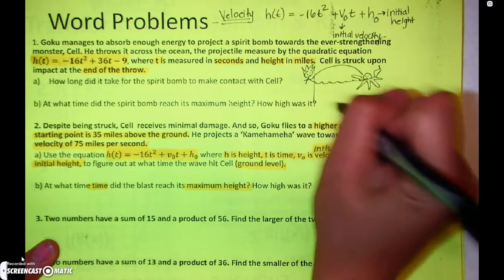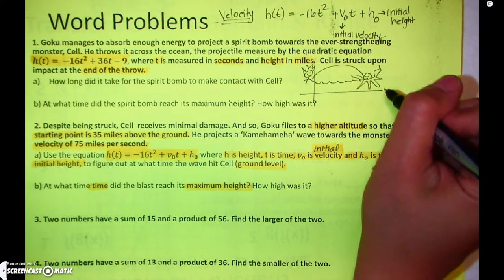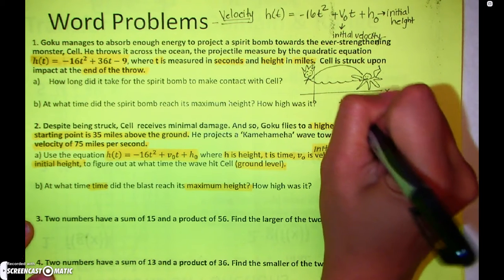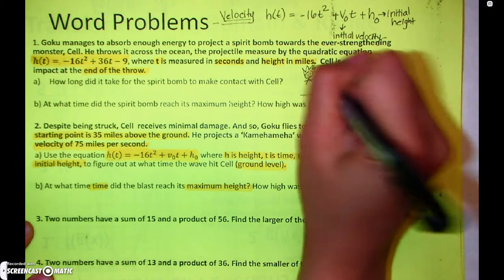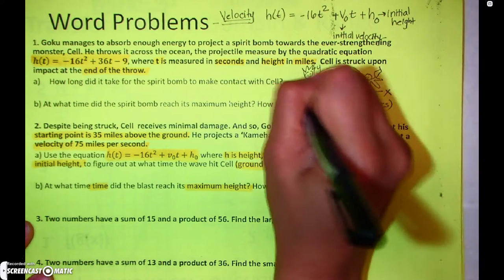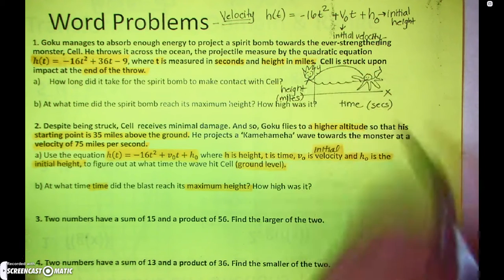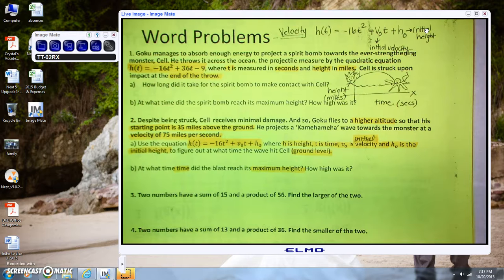So if this was an x and y function, or if this was a function graphed on the graph, your x is going to measure time in seconds, and your y-axis is going to measure height in miles. Okay, and the best way to do this is to graph negative 16t squared plus 36t minus 9. So I'm going to exit out of this.